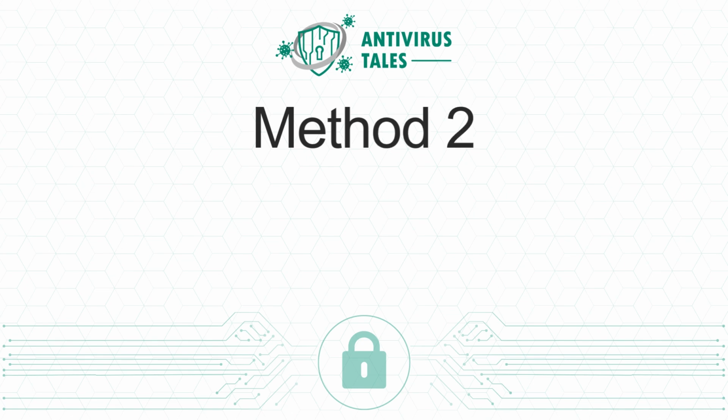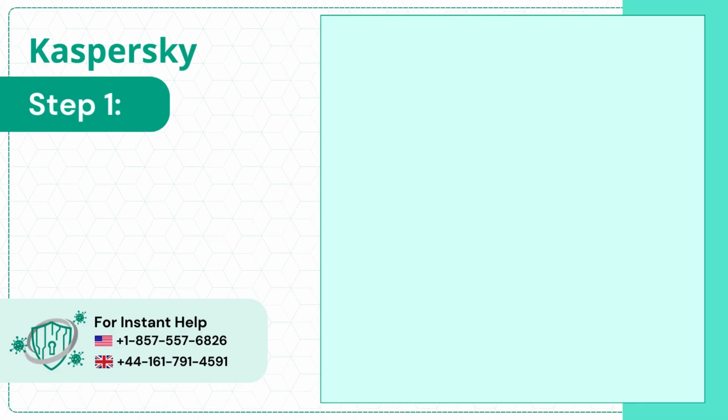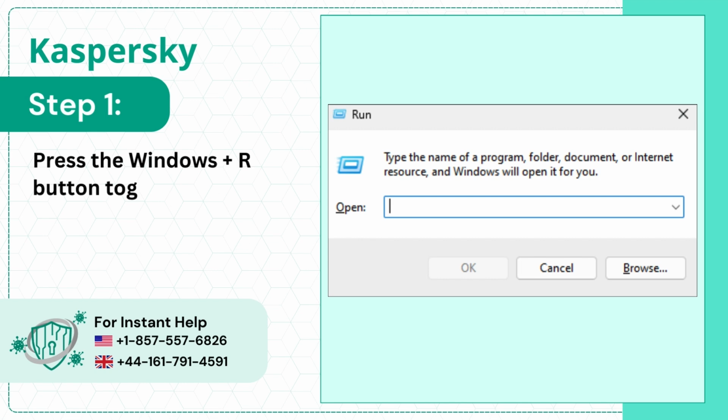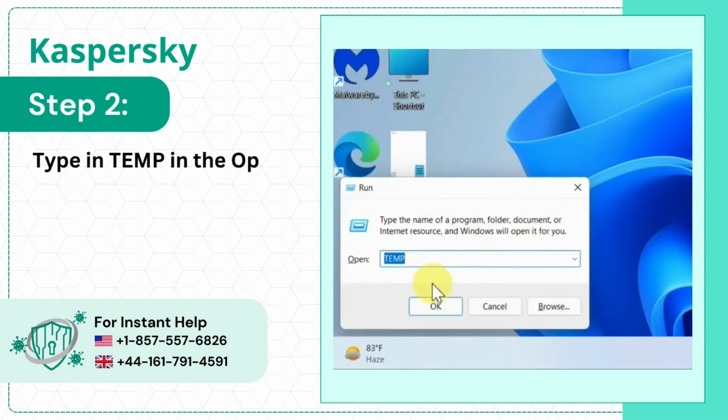Method 2. Delete temp files and folders. Step 1. Press the Windows plus R button together to open the run command. Step 2. Type in temp in the open field and click OK.